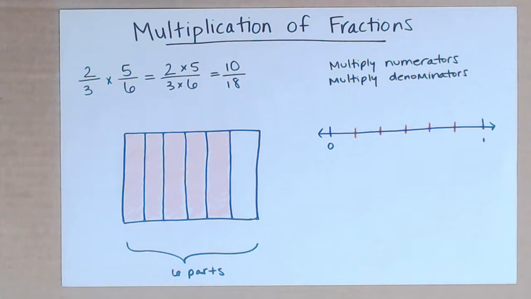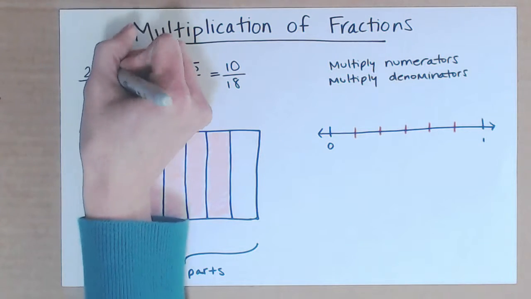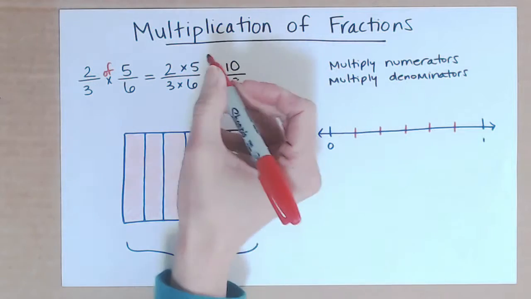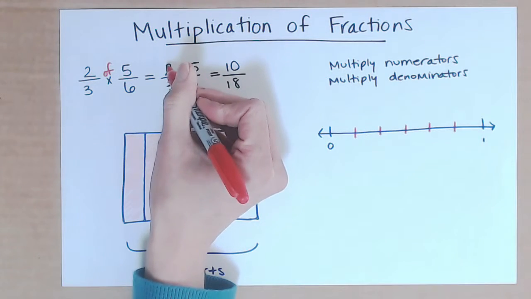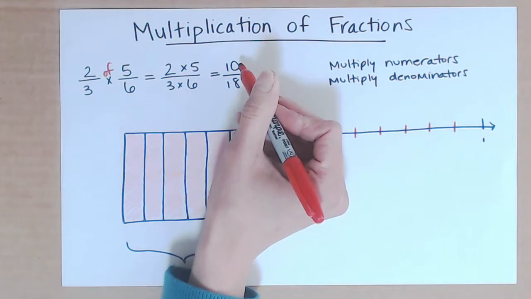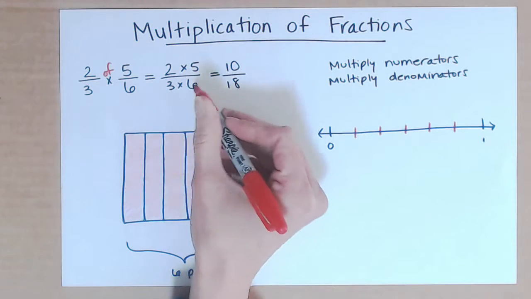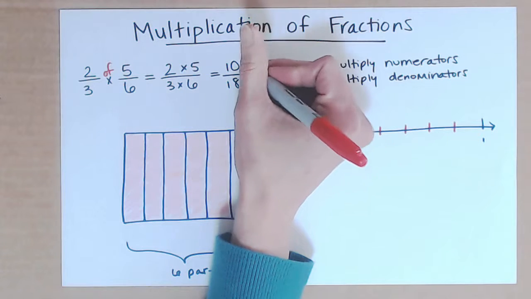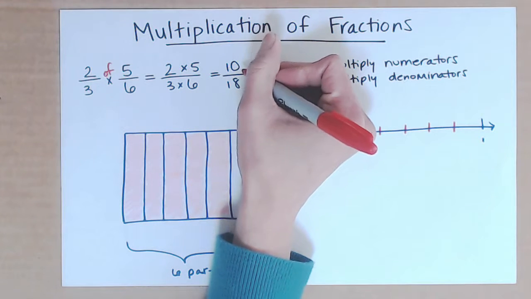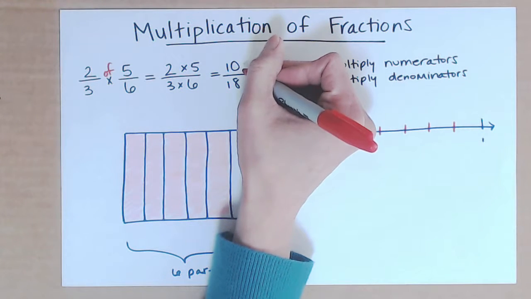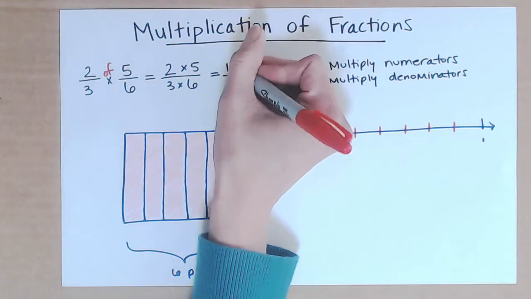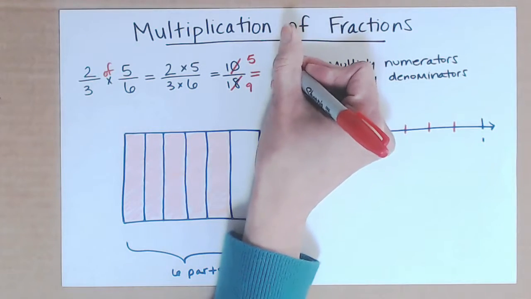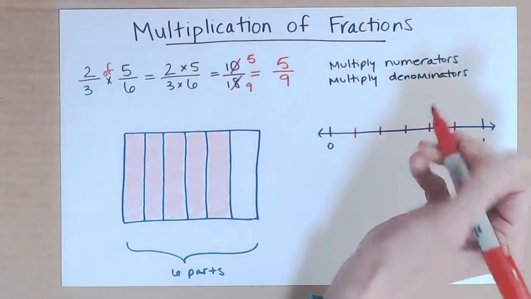So we are taking 2/3 of 5/6. We know our algorithm tells us that we multiply numerators, 2 times 5, which is 10, and we multiply denominators, 3 times 6, which is 18. And then we also know that we can simplify this fraction because the numerator and denominator both have a factor of 2. So we can divide numerator by 2 and denominator by 2, and we get 5/9.